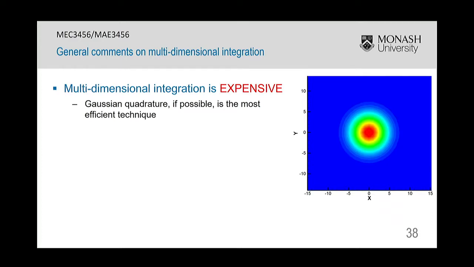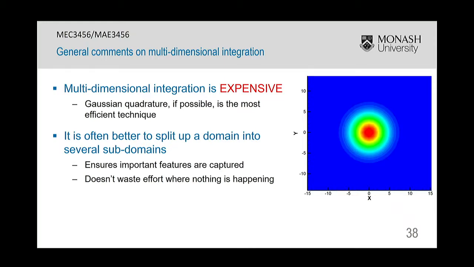So just a general comment on multidimensional integration. As a general rule, multidimensional integration is expensive. And because it's expensive, Gaussian quadrature, if it's possible, is the most efficient technique because it requires the least function evaluations. It's often better to split a domain into several subdomains, and that ensures that important features are captured and it doesn't waste effort where nothing is happening.